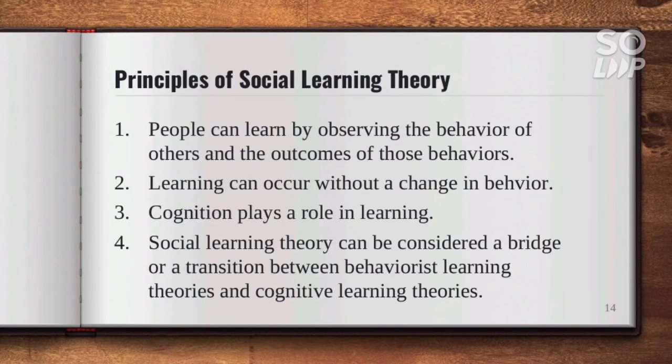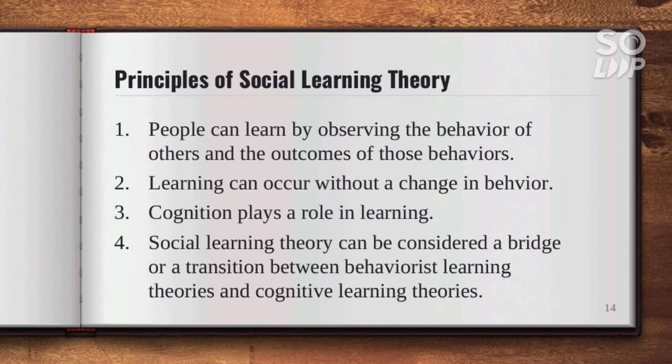People can learn by observing the behavior of others and the outcomes of those behaviors. Learning can occur without a change in behavior. Behaviorists say that learning has to be represented by a permanent change in the behavior. In contrast, social learning theorists say that because people can learn through observation alone, their learning may not necessarily be shown in their performance. Learning may or may not result in a behavior change.